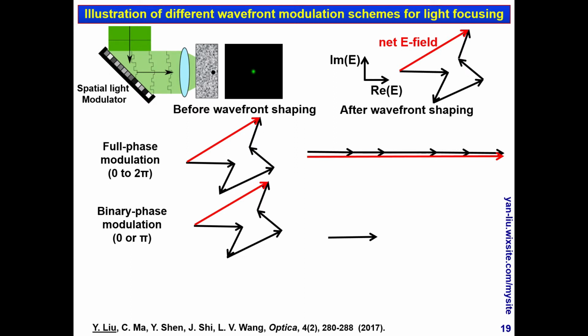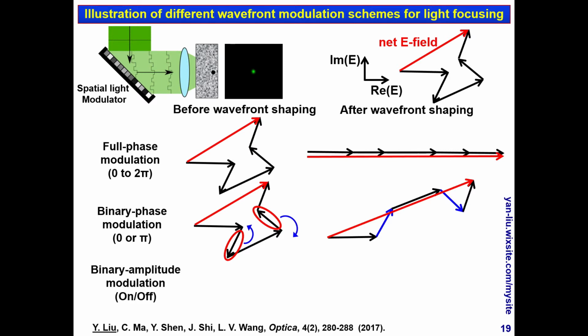So for these phasors that directly interfere with the preceding phasor, we just rotated 180 degrees to make them constructively interfere. Similar for this one, we rotated 180 degrees to make them constructively interfere. Again, we can increase the electric field amplitude and achieve a focus.